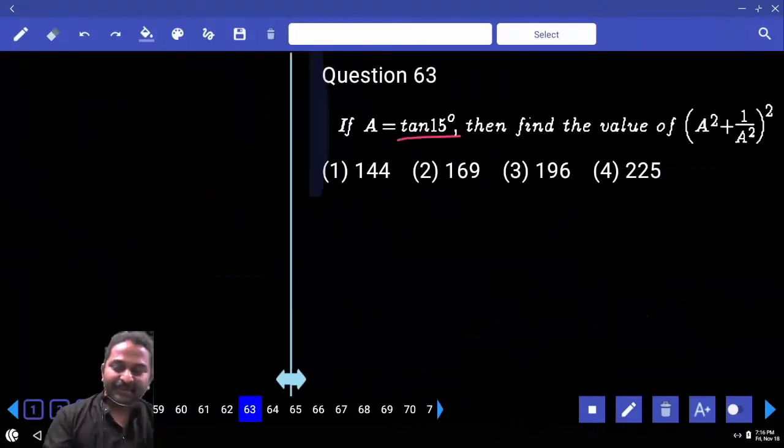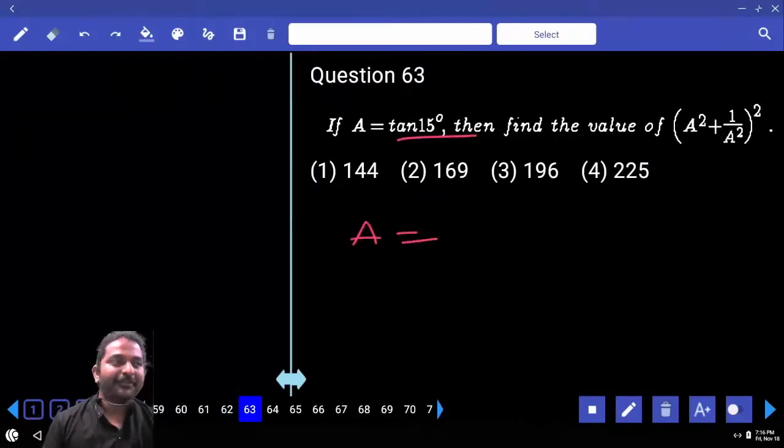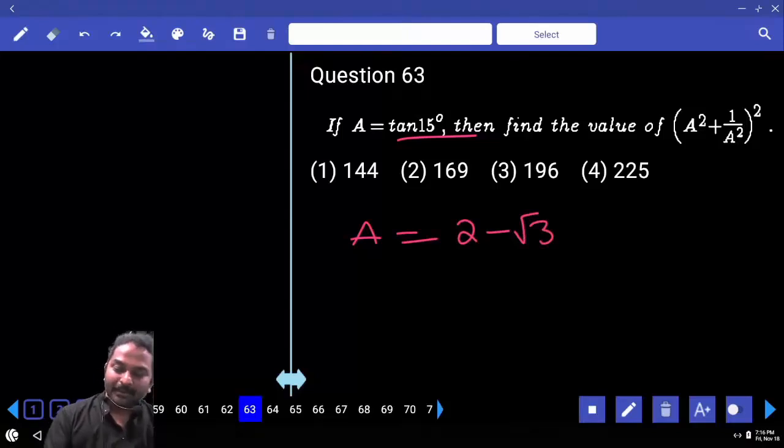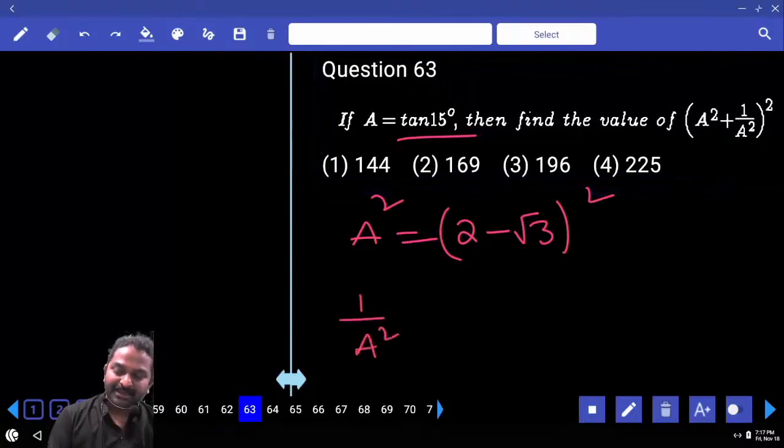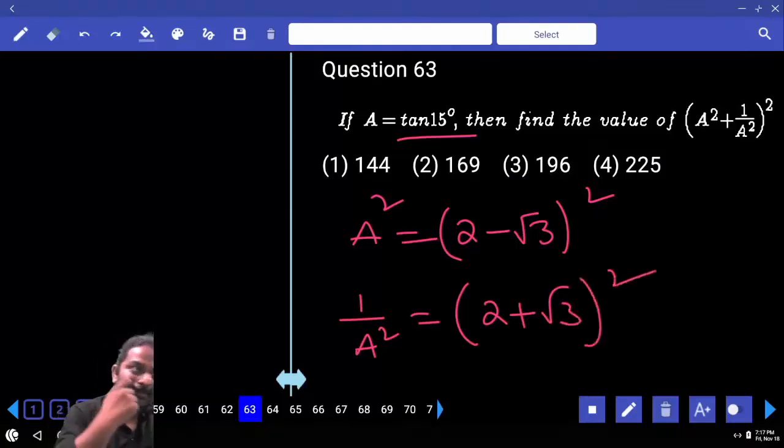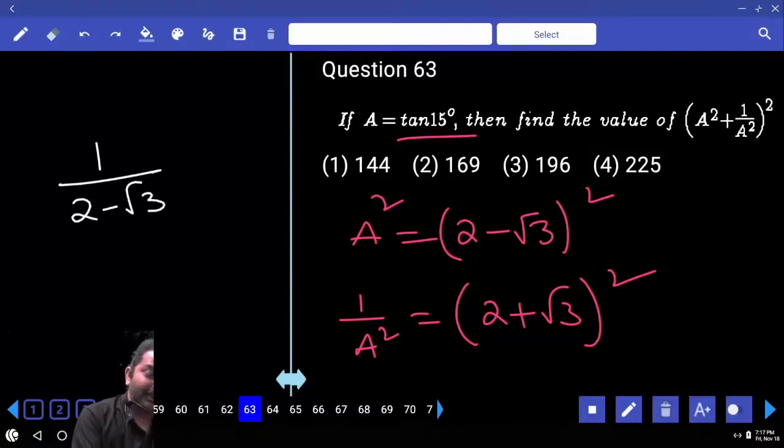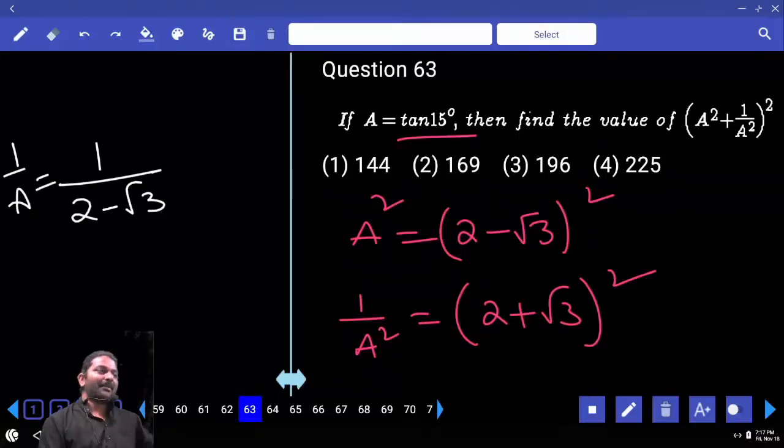We just need to substitute the value. How much is A? Tan 15 is 2 minus root 3. A square. 1 by A square becomes 2 plus root 3 whole square. We need 1 by A. A is equal to 2 minus root 3, therefore 1 by A is 1 by 2 minus root 3.